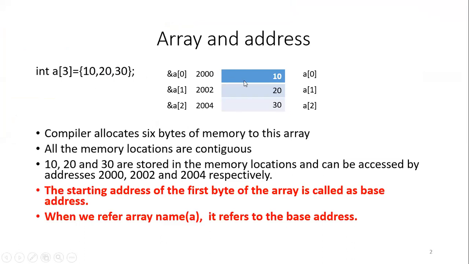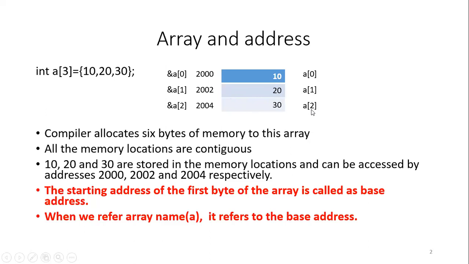So if we see the diagram, 10 is stored in the memory locations 2000 and 2001, 20 is stored in 2002 and 2003, then 30 is stored in 2004 and 2005. Now, if I want to access the value 10, I should use a[0]. Here a is the name of the array and 0 is the index of 10. To access 20, we'll be using a[1], then to access 30, a[2].